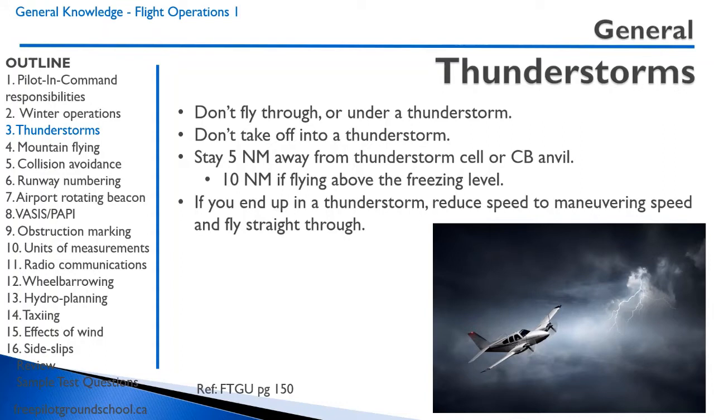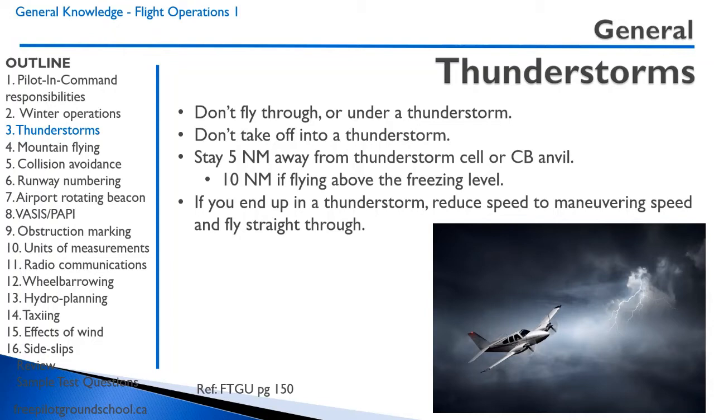You also do not want to take off into a thunderstorm because, as we'll learn in meteorology, even though you are taking off into wind, you may find yourself in a considerable amount of decreasing performance wind shear. The general rule is that you want to stay at least 5 nautical miles away from a thunderstorm cell or anvil, or 10 nautical miles if you are flying above the freezing level. So you are flying near a thunderstorm, but it is cold outside and you are above the freezing level.